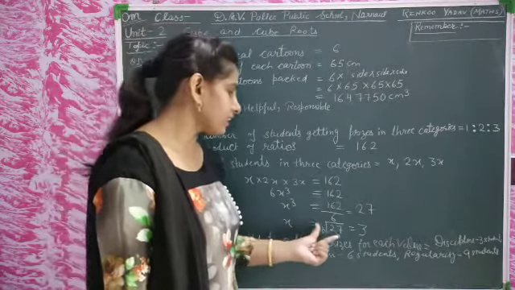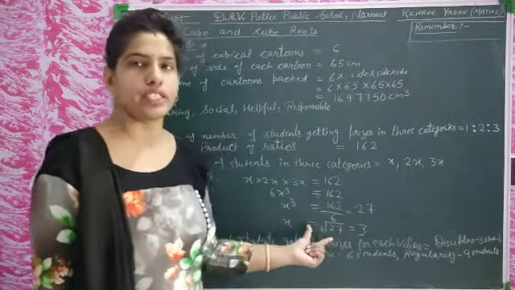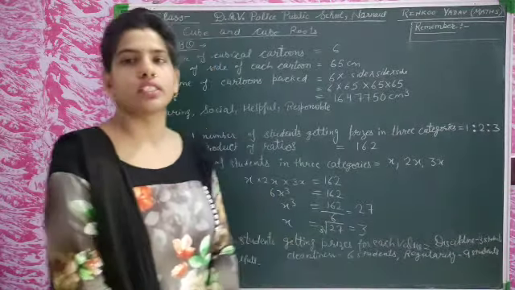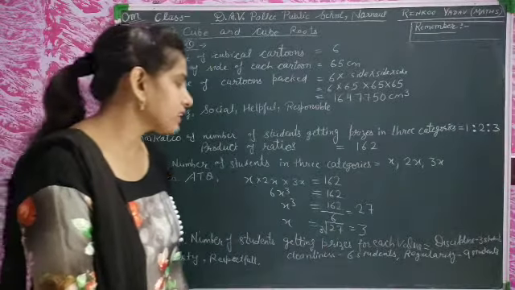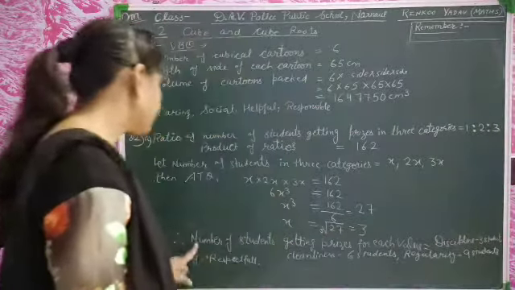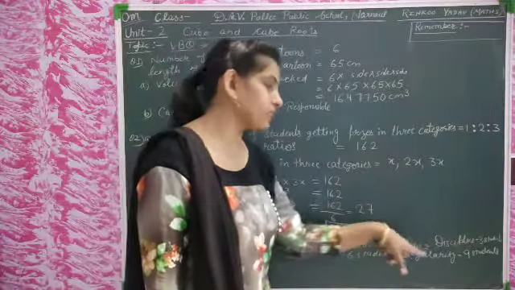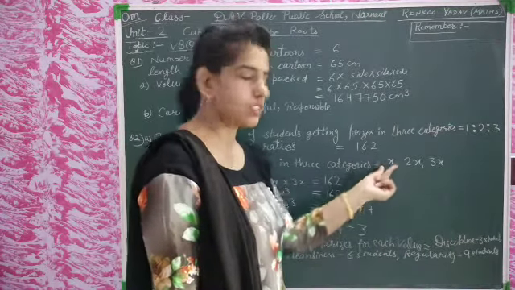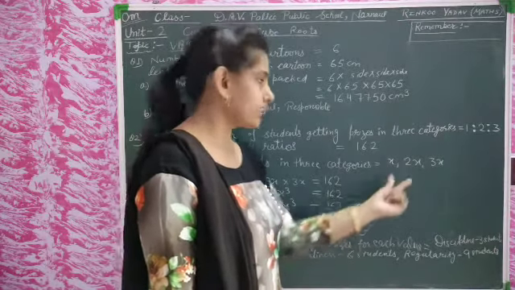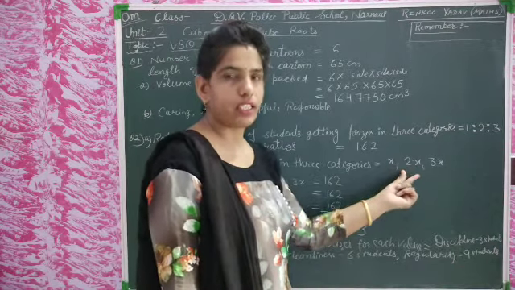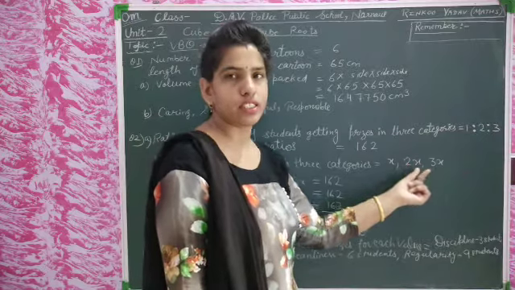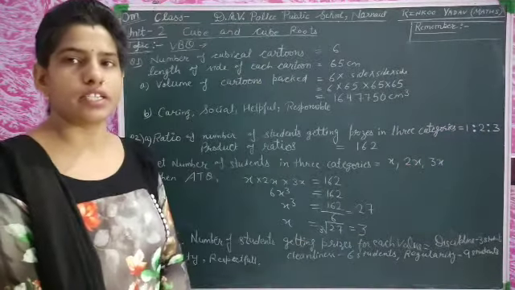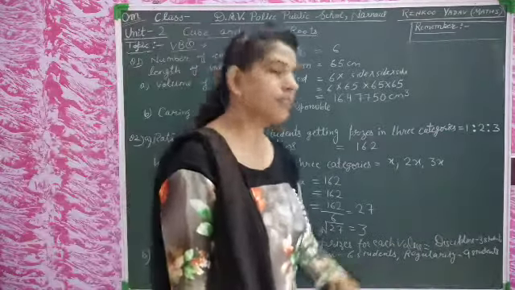So x is equal to the cube root of 27. Cube root of 27 equals 3. Okay students, you are seeing here the number of students getting prizes for each value. x is the first category students, that is 3 students. Second category students, there are 3 times 2, 6 students. Now third category students are 3 times 3, 9 students.